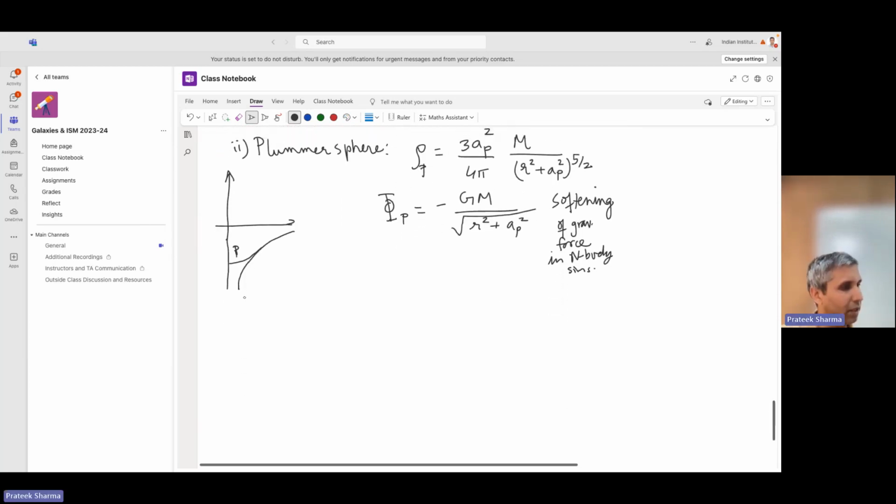So this is Plummer. It's used for, say, things like globular clusters. This is historically where this Plummer sphere or a softened gravitational potential was used.